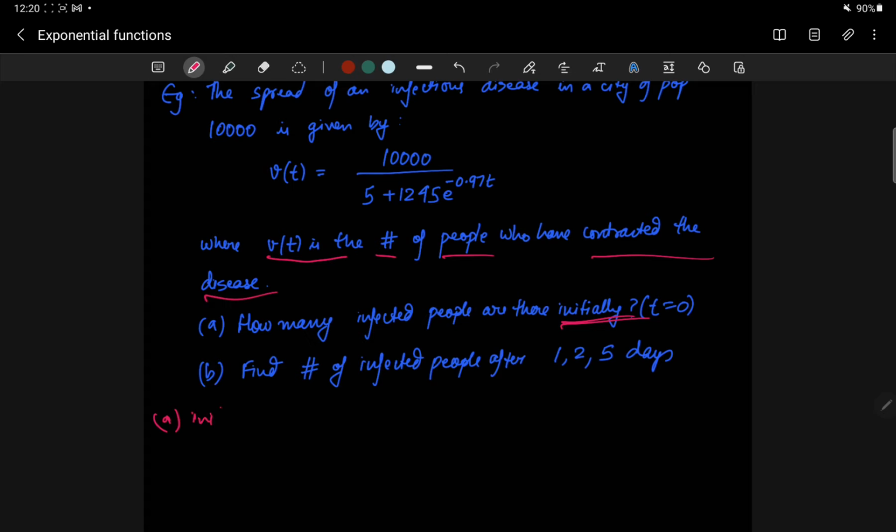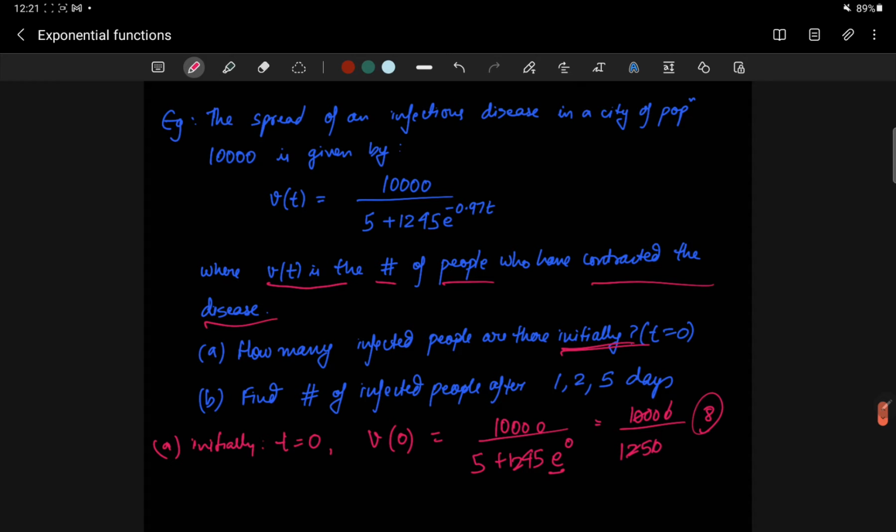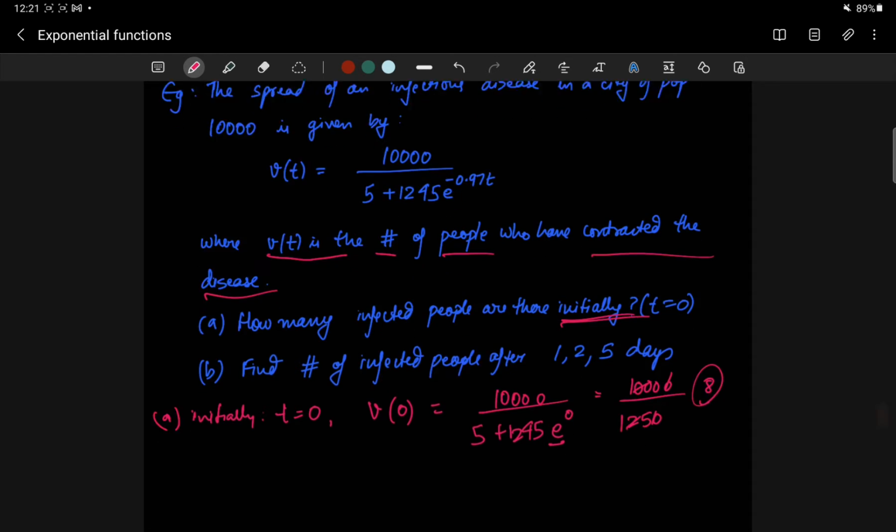Oftentimes when we say initially in these models, it means when all the variables are zero. So when t equals 0, V(0) would be 10,000 over 5 plus 1245 e to the 0, because 0 times negative 0.97 is also 0, and e to the 0 is just 1. So this is 10,000 over 1250, which is 8. So this particular infectious disease started with 8 people being infected initially.